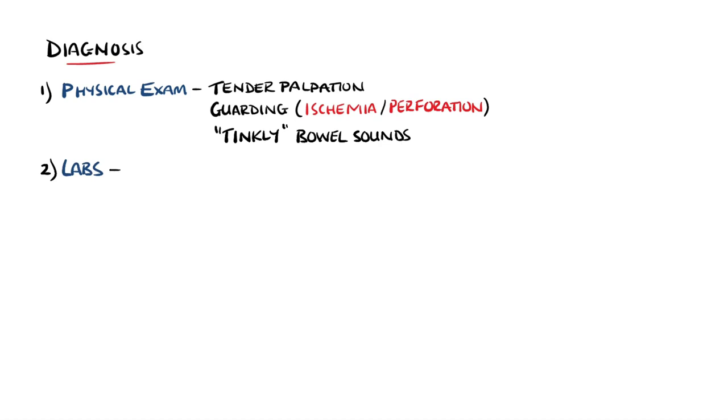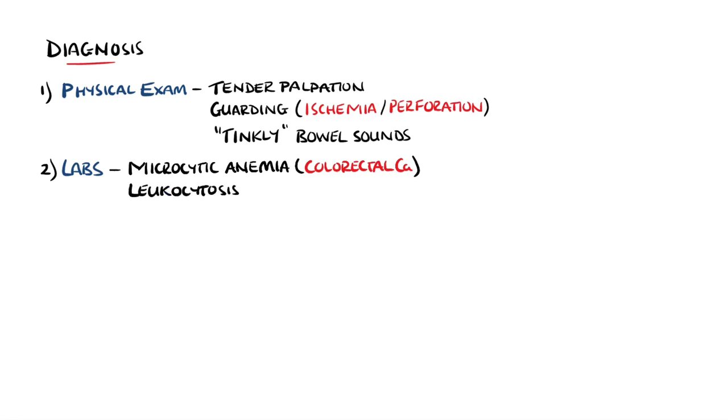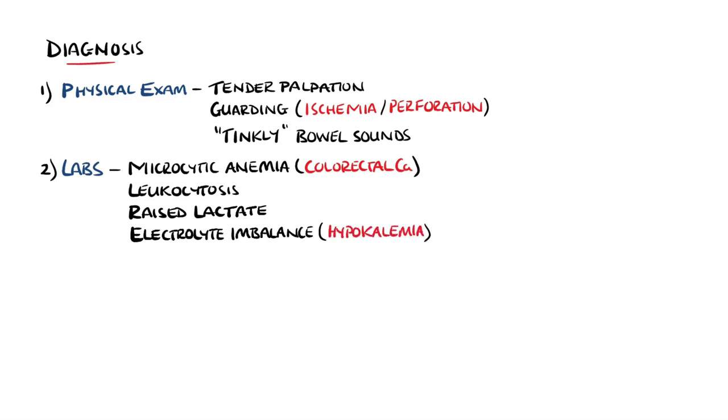Blood tests are done as the full blood count may show a microcytic anemia, which would be consistent with a colorectal cancer, while leukocytosis may suggest ischemia or perforation, especially if combined with a raised lactate. As mentioned, we may also see electrolyte imbalances with hypokalemia being frequent, and a high creatinine may indicate an acute kidney injury, which is a common complication due to the vomiting and dehydration.